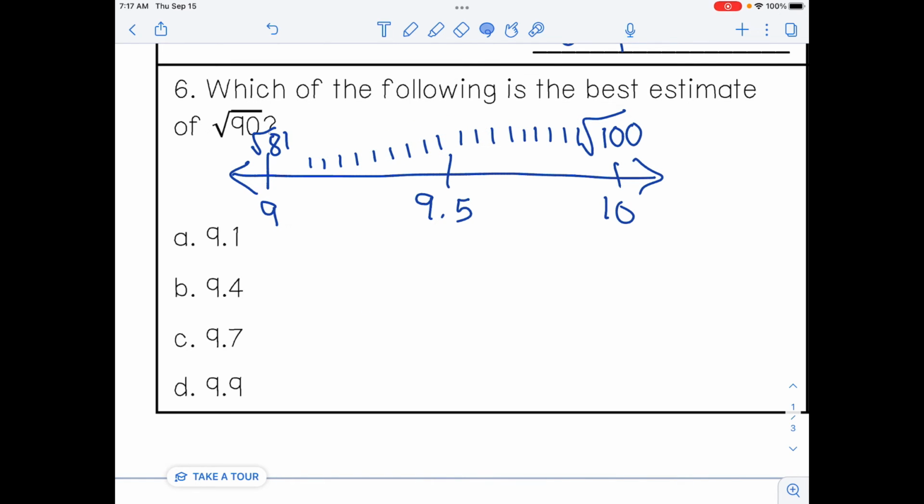Then where does 90 fall? 82, 83, 84, 85, 86, 87, 88, 89, 90. So it's just on the left side of 9.5. So not the big ones, and definitely not the small one, so it falls here.